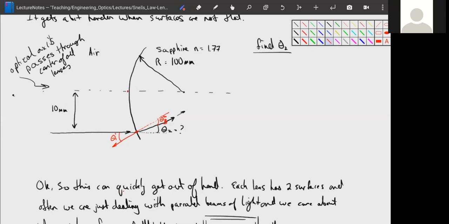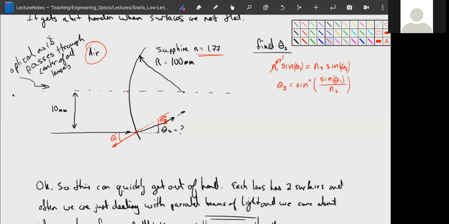Great. So the first thing we need to do is apply Snell's law and see where it gets us. n1 sine theta 1 is equal to n2 sine theta 2. Again, we know our n1 is equal to 1 because this is air out here. Our n2 is equal to 1.77, but we're not going to plug that in quite yet. So we know that our theta 3 is equal to sine inverse of sine theta 1 divided by n2.